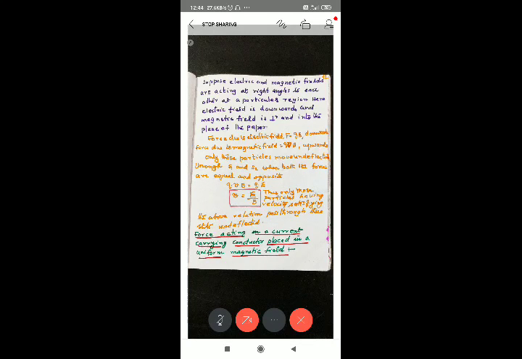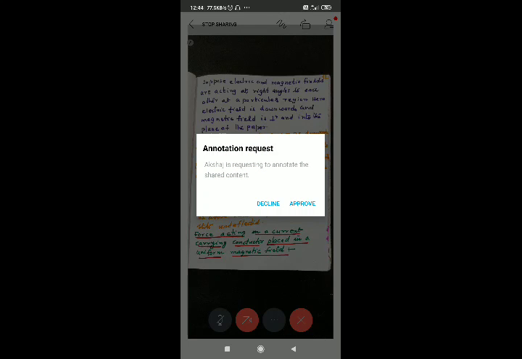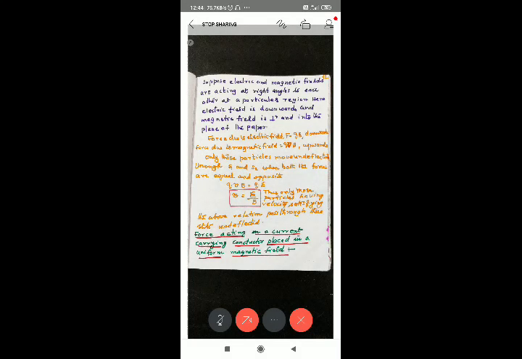Suppose the electric and magnetic fields are acting at right angles to each other in a particular region. Here the electric field is downward, positive to negative, as I showed you. The magnetic field is perpendicular and into the plane of the paper. Force due to the electric field, F equal to QE, is downwards. Force due to the magnetic field, QVB, is upwards. You have to apply Fleming's left hand rule, and we can see that it will be upwards.